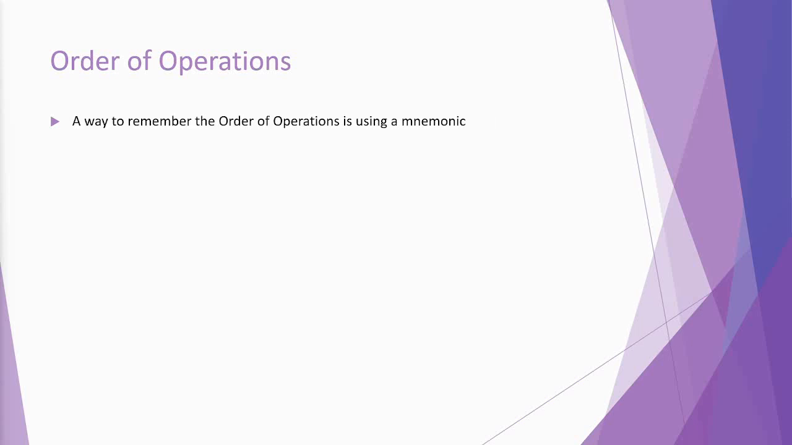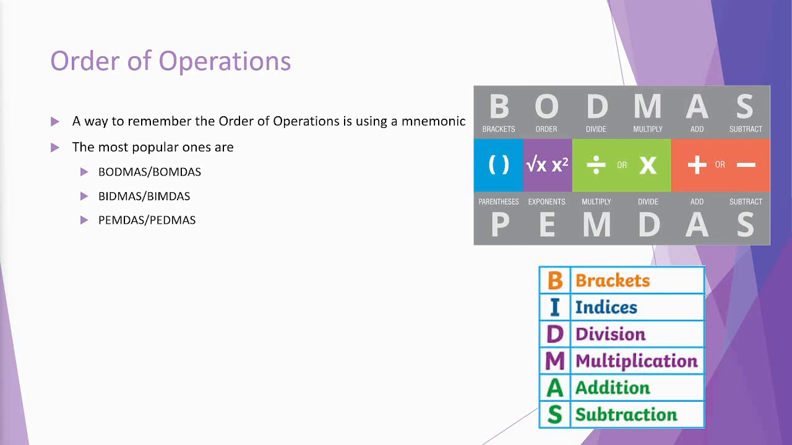Now, a way to remember our order of operations is using a mnemonic. A mnemonic is a memory skill by using what we need and putting it either into a word or into a sentence so that it's easy for us to remember. For order of operations, the most popular ones are either BODMAS, BIDMAS, or PEMDAS. Now, sometimes people might rearrange it. So instead of BODMAS, it'll be BOMDAS, but they are basically the same type of thing.